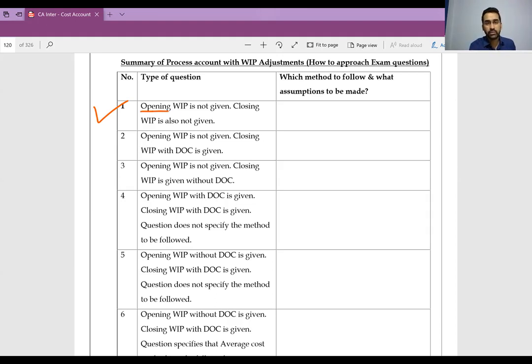Here they say opening WIP is not given, closing WIP is also not given. That means it is like the first problem, second problem. When we did the first problem, second problem in this chapter, did we use step 1, step 2, step 3? No. Did we make any assumption? No. How did we work out those problems? Using the cost per unit formula. Correct. Start writing here. Use cost per unit formula. FIFO/average is irrelevant.